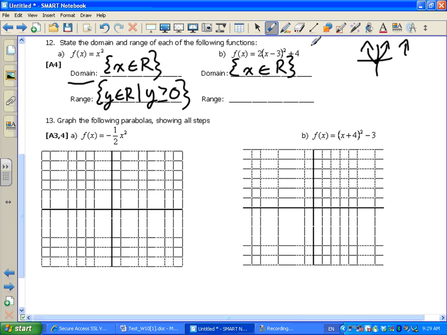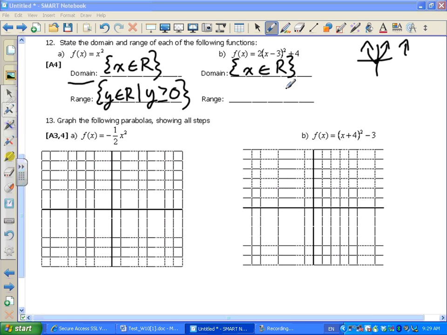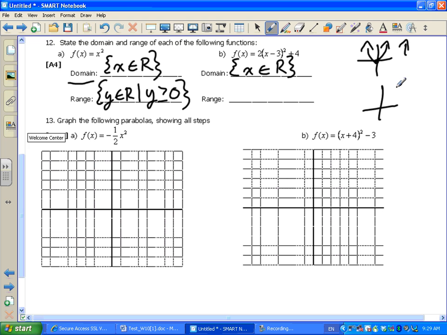But our range changes. The one thing that affects our range is our k value of positive 4. Because our vertex is now 4 up from where it was before, if we were to draw it, we have a vertex over here. If you notice, our range is always above positive 4. So again, y is all real numbers such that y is greater than and equal to positive 4.